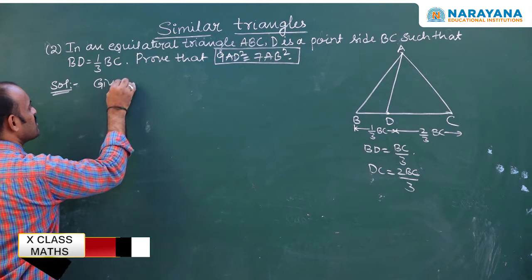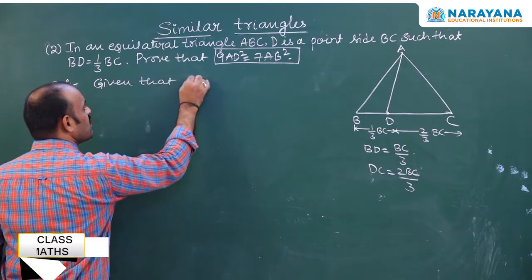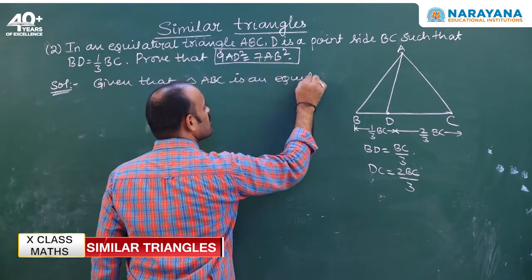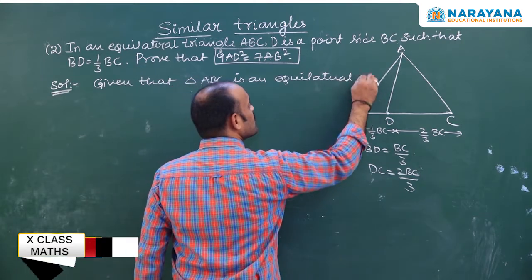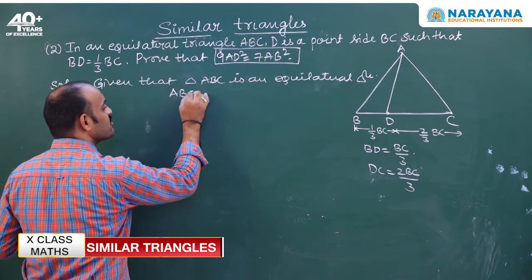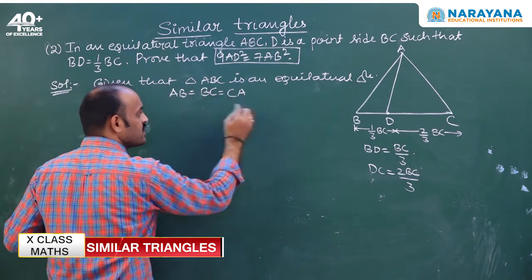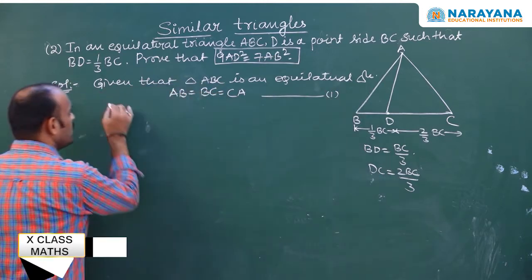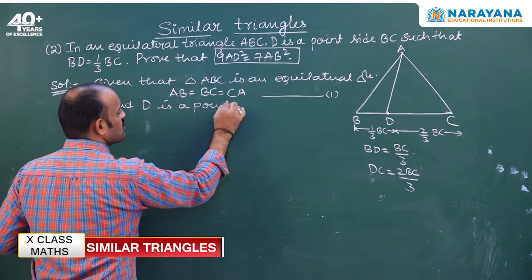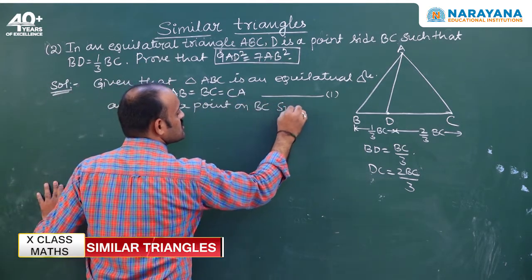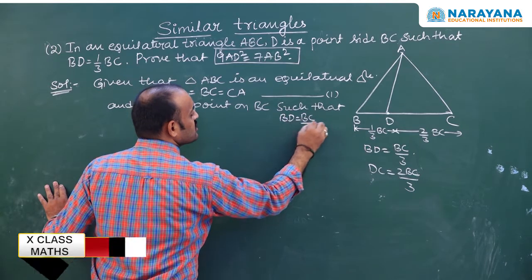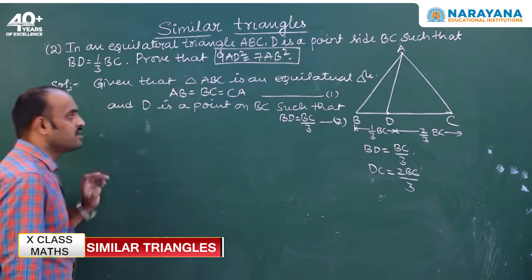Given that triangle ABC is an equilateral triangle. So as it is an equilateral triangle, three sides are equal. AB is equal to BC is equal to CA, and D is a point on BC such that BD is equal to BC by 3. This is the second.